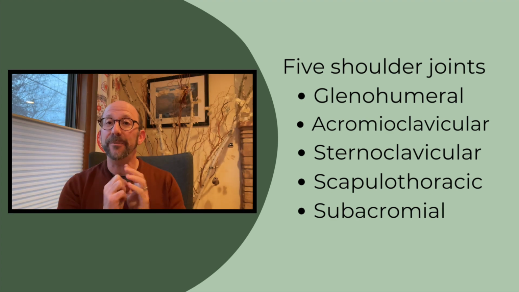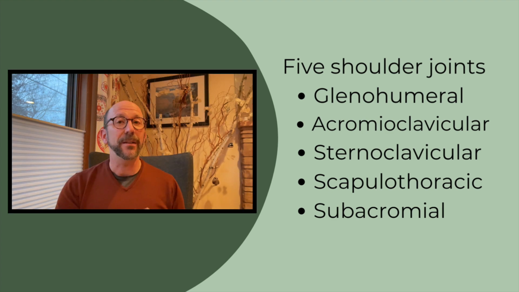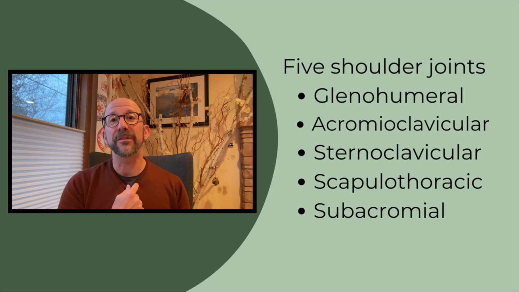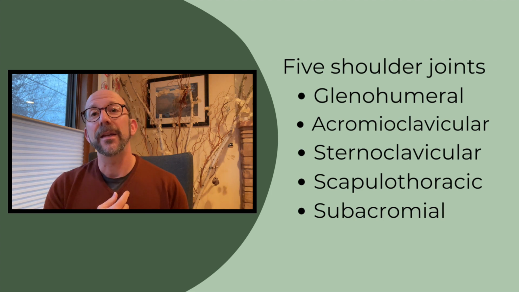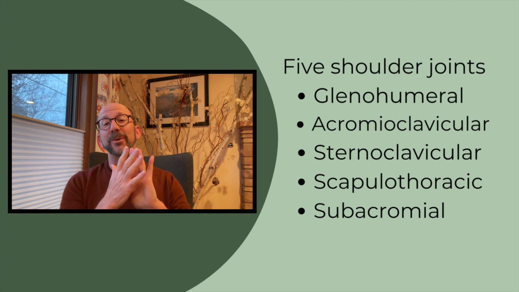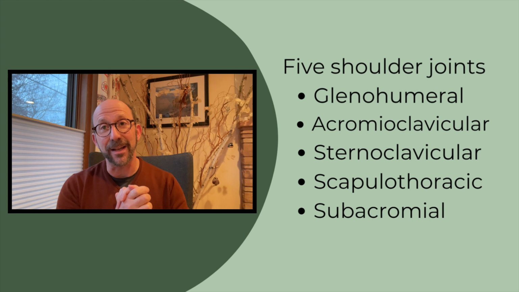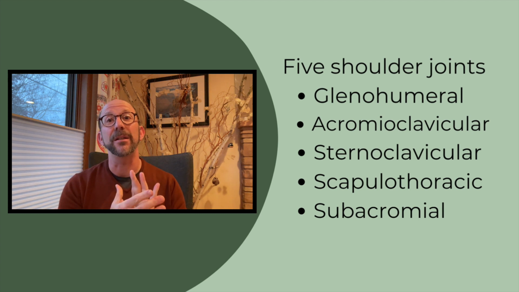The glenohumeral, that's the main ball and socket. The acromioclavicular or AC joint. The sternoclavicular or SC joint. The scapulothoracic joint, where the shoulder blade sits on the rib cage in the back. That's not a synovial joint, but it is a very important articulation between bony structures. And then there is the subacromial space, which is sort of quasi-synovial.